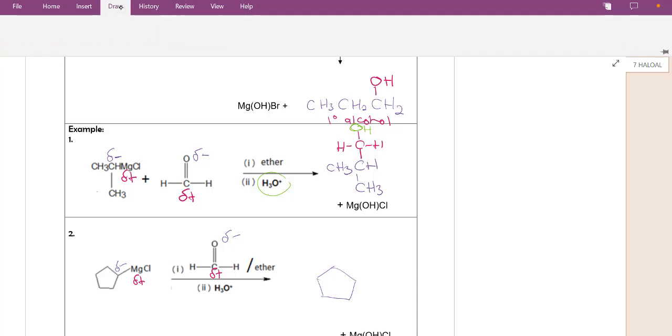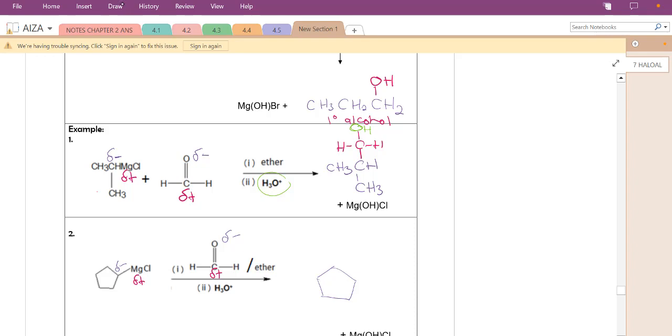Okay, jadi satu benda, at your Grignard reagent, you have 3 carbon. Here, you have 1 carbon. So, this molecule will have 4 carbon. 1, 2, 3, 4. So, that is how you check whether your answer is correct or not.